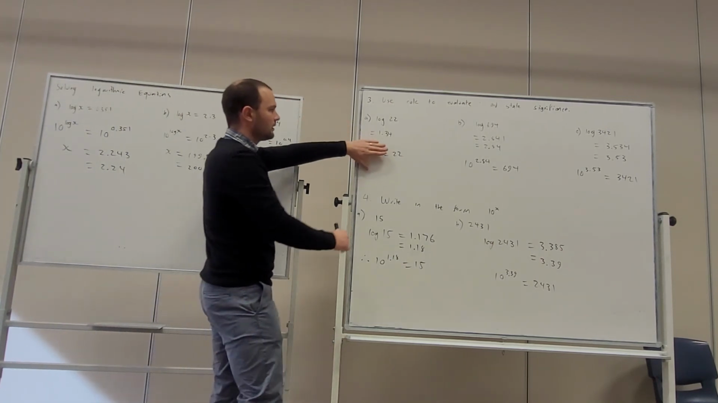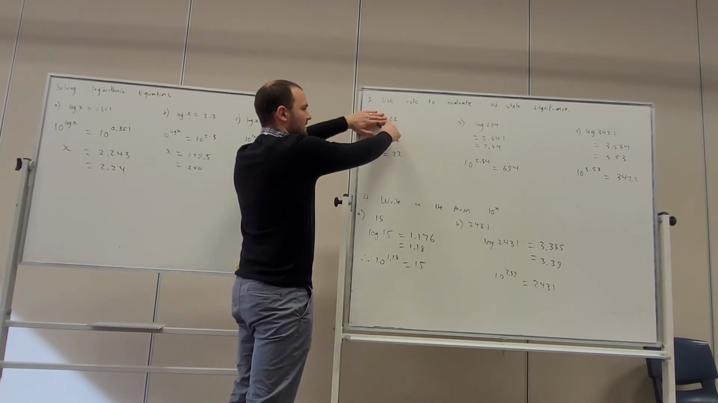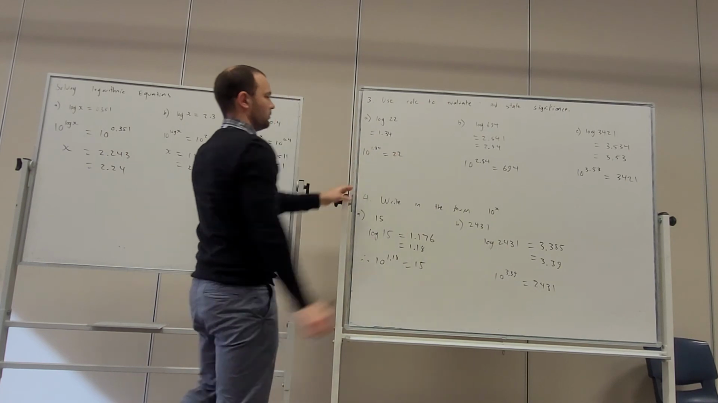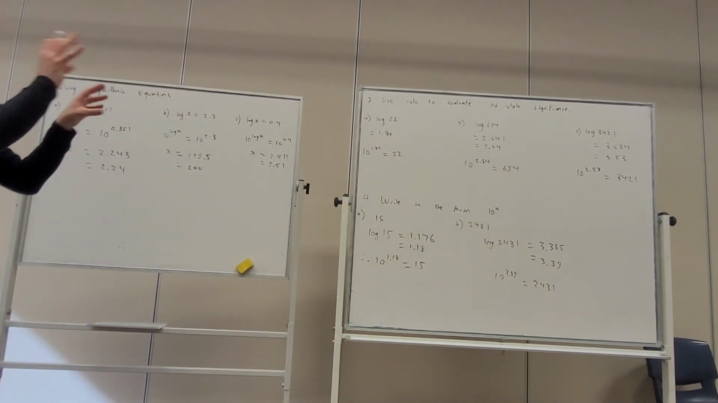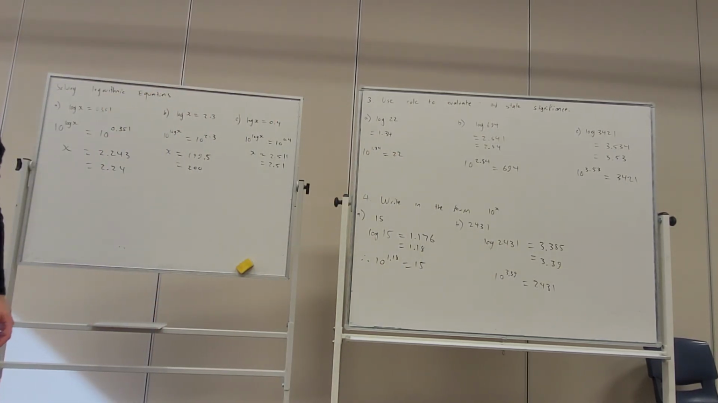And then over here, 10 to the power of what is going to equal 22? So log of 22 is 1.34, 10 to the power of 1.34. So they're linked, you can see that. Okay, let's get into the rest of the exercise.